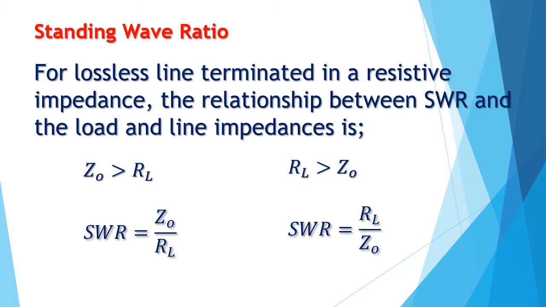For the first one, in the case of our characteristic impedance greater than our resistive load, we have SWR equal to Z sub O divided by R sub L. For the second case, we have our resistive load greater than the characteristic impedance of the line, and so the SWR is equal to R sub L divided by Z sub O.